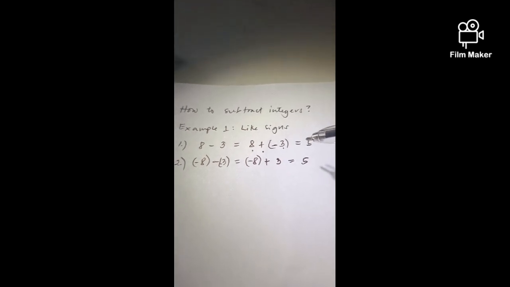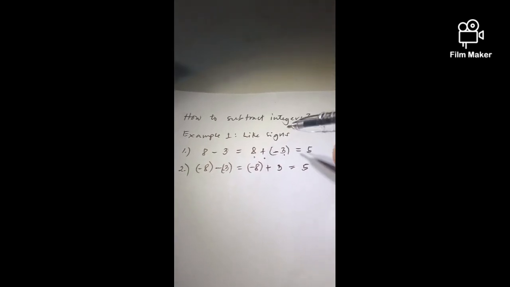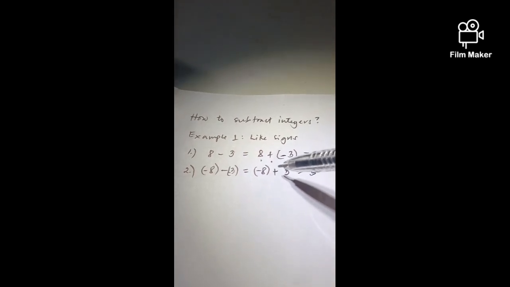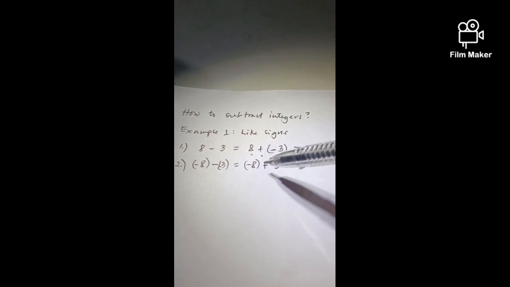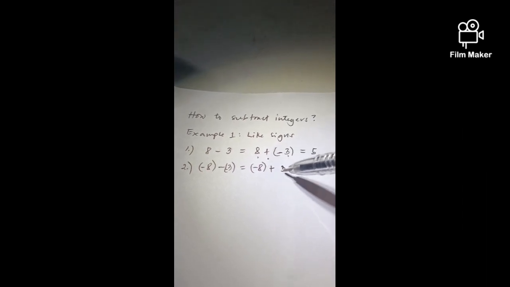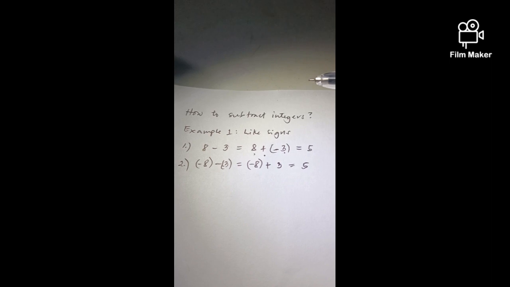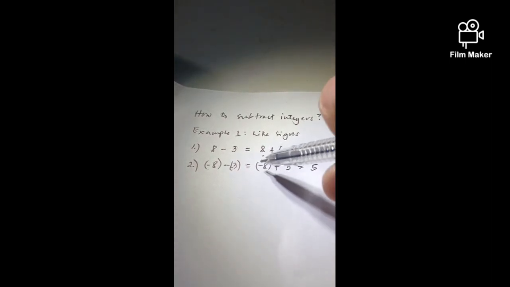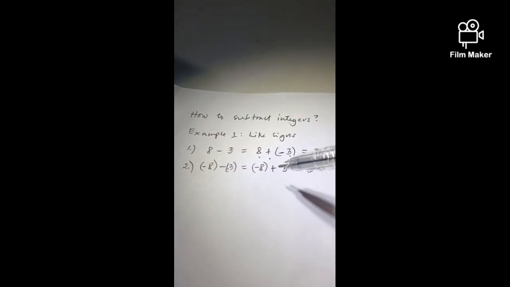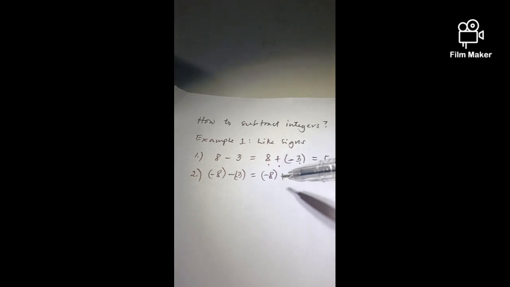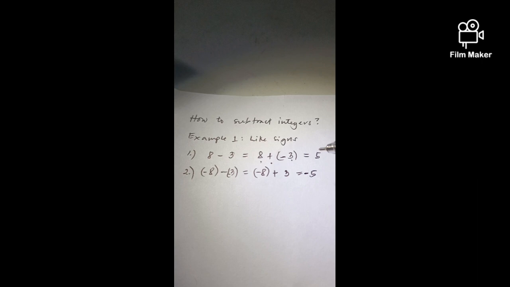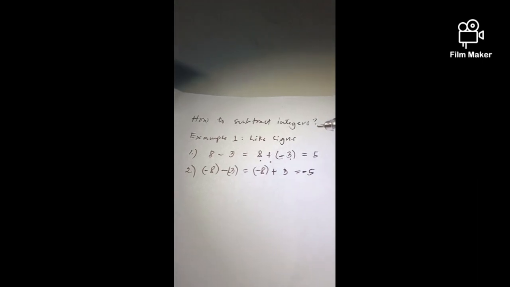So, the answer is, what we are going to do now is to determine which absolute value is larger, 8 or 3. Of course, the answer is 8. And as an integer, this addend is negative 8. What is the sign of negative 8? Of course, that is negative. So that sign will be carried to our final answer. The final answer is negative 5.